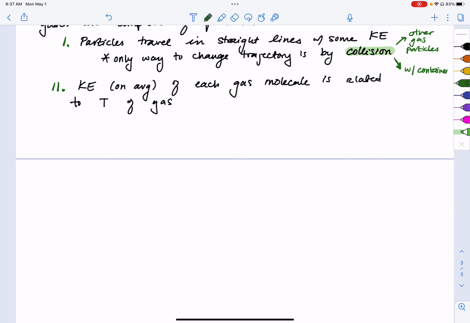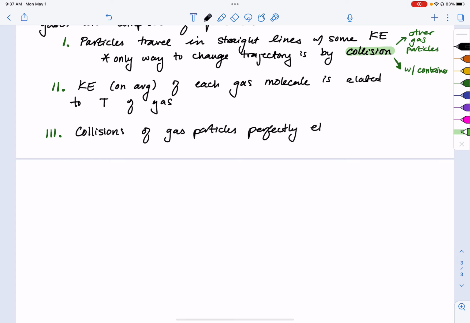The third assumption we make in kinetic molecular theory is that collisions of gas particles are perfectly elastic collisions. So for those of us that are not in physics yet, there are two different ways in which things can smack into one another.